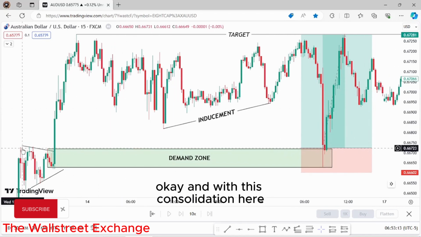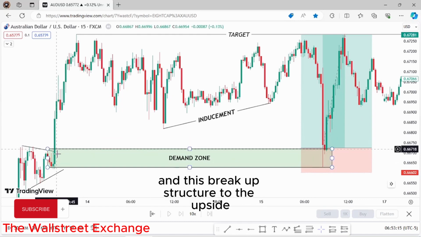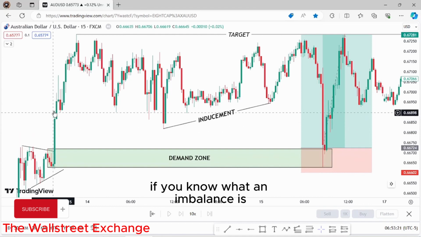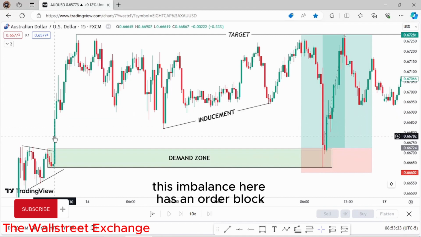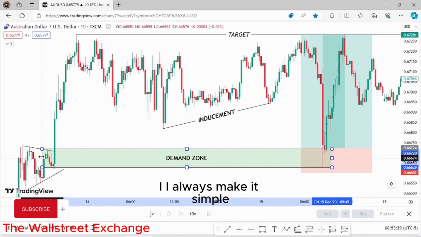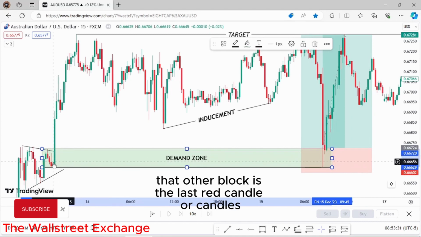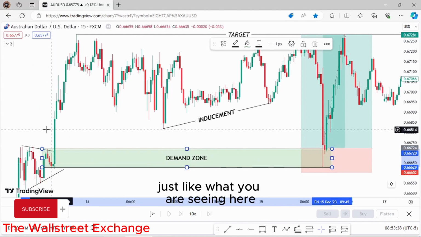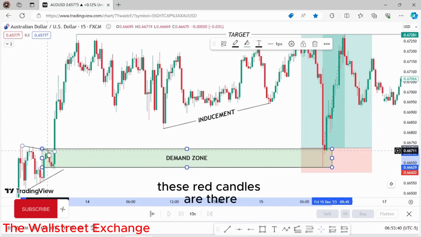Okay, and with this consolidation here and this break of structure to the upside, we already have an imbalance here. If you know what an imbalance is, this imbalance here has an order block under it. Okay, I always make it simple: an order block is the last red candle or candles before a break of structure and an imbalance on top, just like what you are seeing here. These red candles are the order blocks.